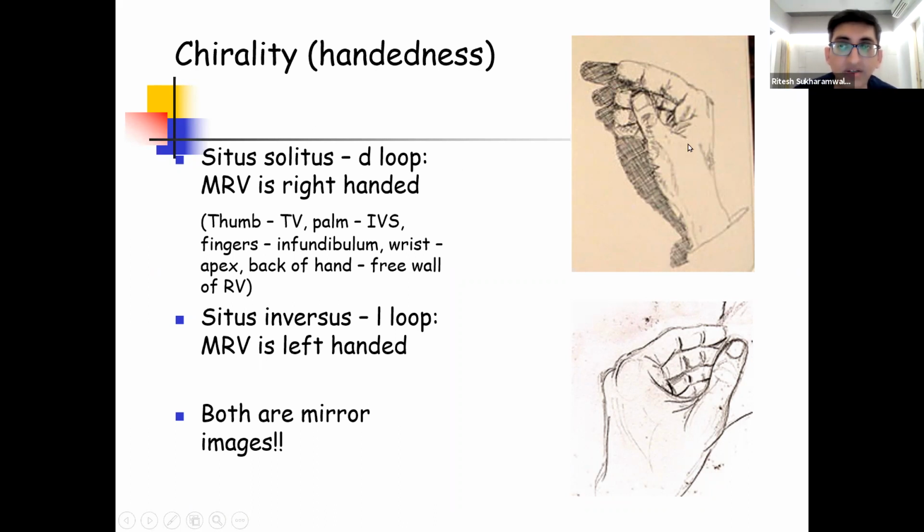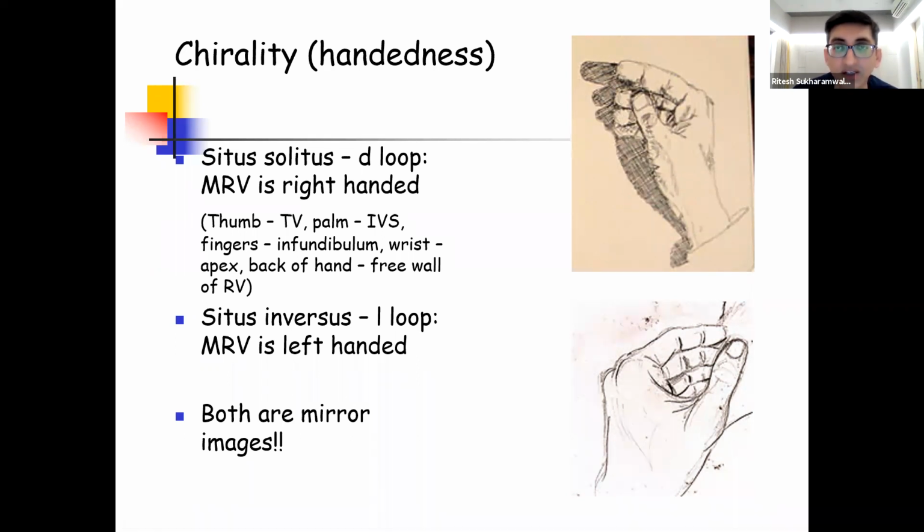So this hand is a right hand and this hand is the left hand. So when you have a normal heart, that is situs solitus with a D loop ventricle, the morphological right ventricle is a pictorial depiction of the right hand, where the thumb becomes the tricuspid valve, the palm becomes the interventricular septum, the fingers become the right ventricular outflow, the wrist becomes the apex, and the back of the hand becomes the free wall. So this is the inflow of the right ventricle, this is the body of the right ventricle, and this is the outflow of the right ventricle.